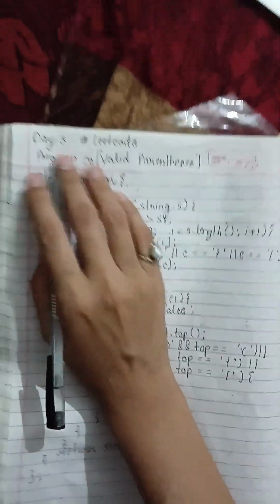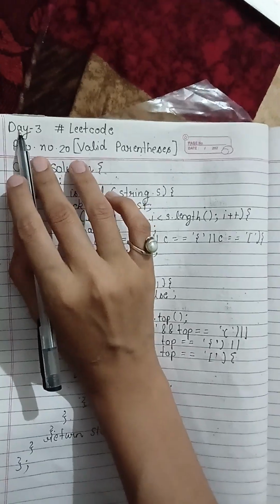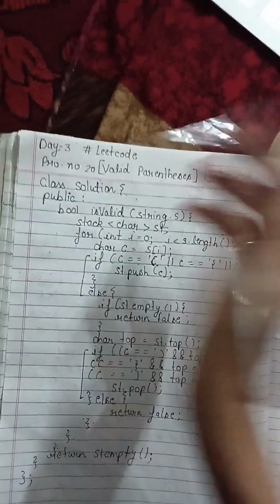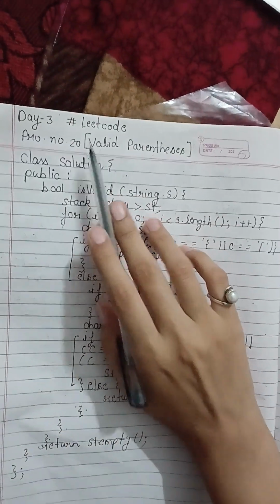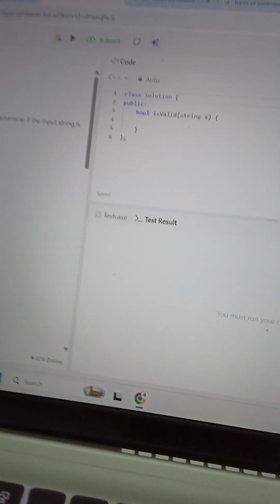Good evening, everyone. I am moving forward in my Leetcode journey. Today is day 3 of my Leetcode problems. I am taking today's problem number 220, which is Valid Parentheses. You can see it on my Leetcode also.